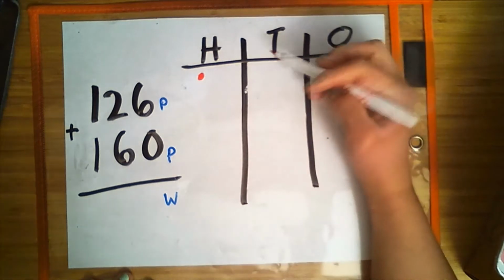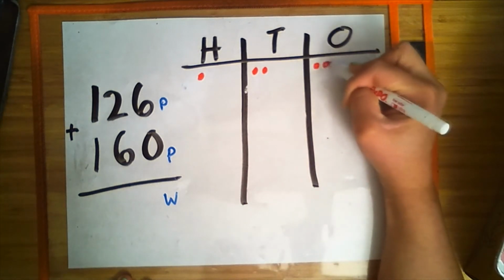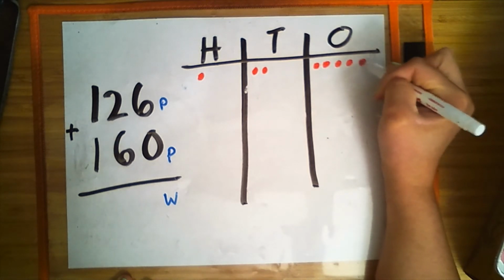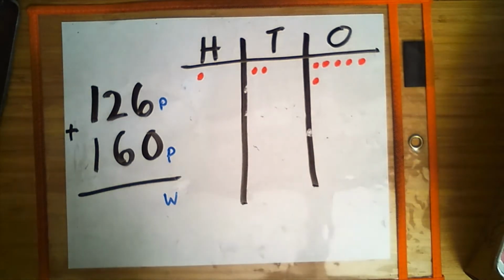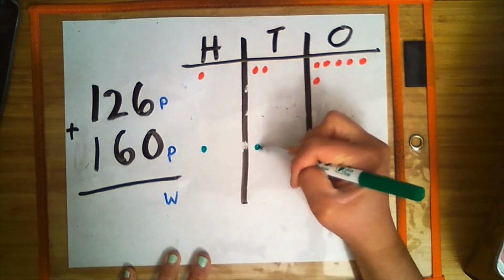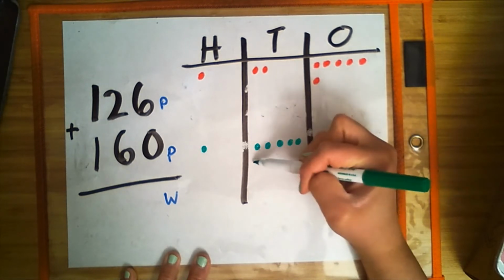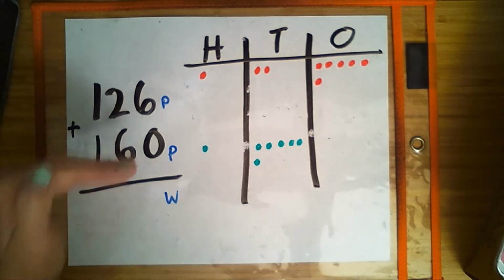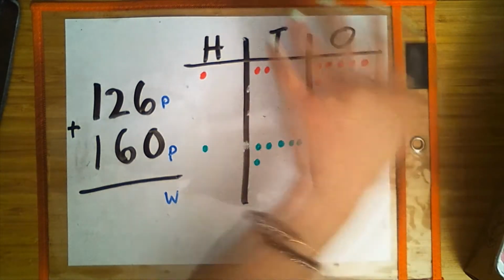100, 110, 120, 121, 122, 123, 124, 125, 126. Let's go ahead and draw our next part, which is 160. 100, 110, 120, 130, 140, 150, 160. Now that we have finished drawing both of our parts, we can go ahead and take a look at our chip model to see the whole amount of both parts together.